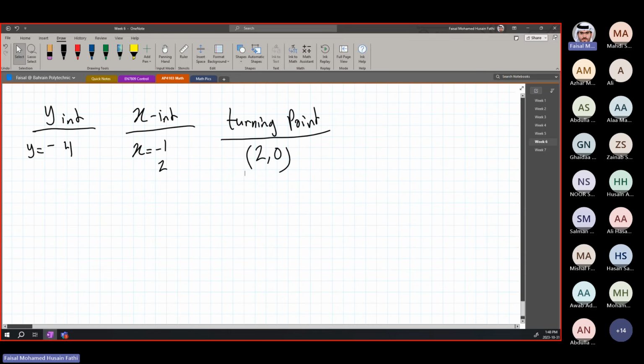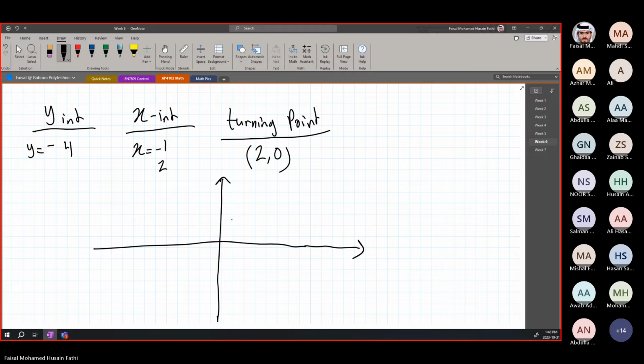Okay, when we go to graphing, this is our x-axis, this is our y-axis, we plot the intercepts. So y equal to minus 4 is going to be over here, minus 4. x is equal to minus 1 is over here, and x equal to 2 is over here. So this is x equal to 2. This is x equal to minus 1.